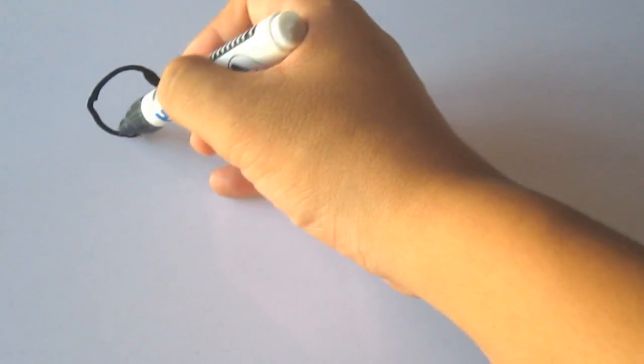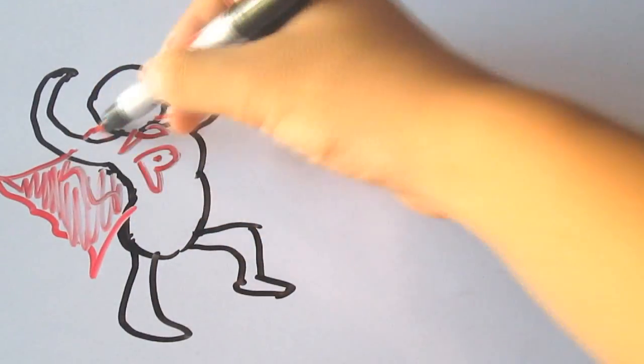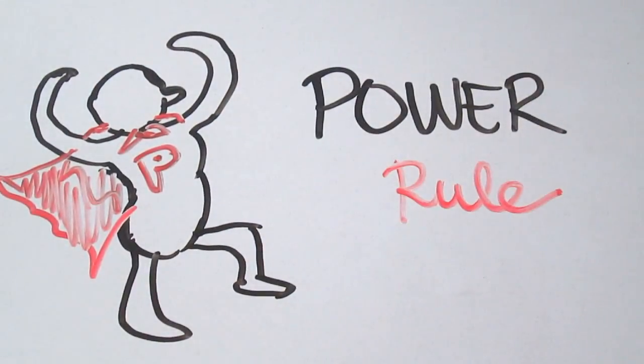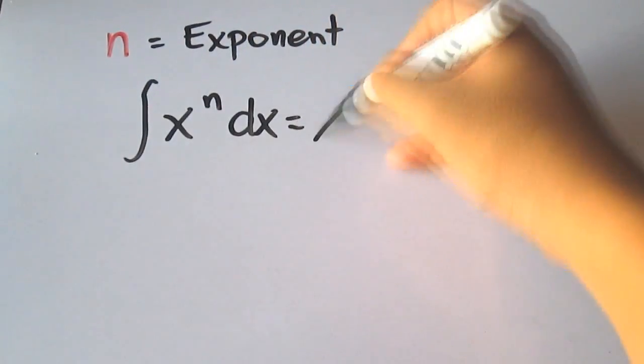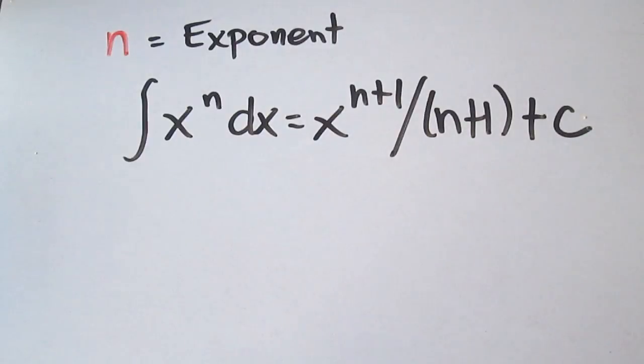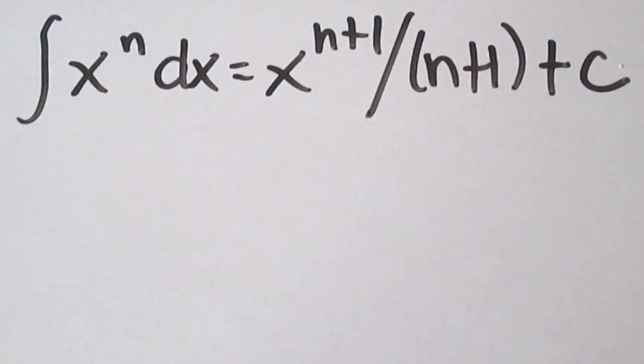First, we have the rules on bases and exponents, the power rule. In this rule, we have the letter n, which is the exponent. The integral of x raised to n dx will basically become x raised to n plus 1 over n plus 1. We will just add 1 to the exponent, and the result becomes the new exponent and the denominator.